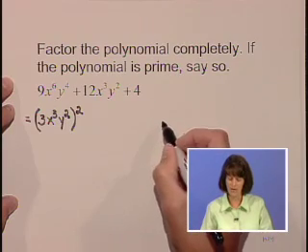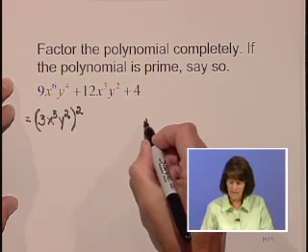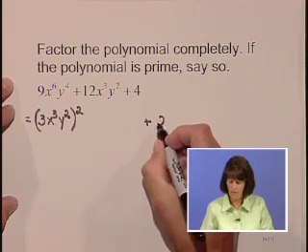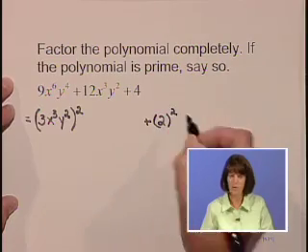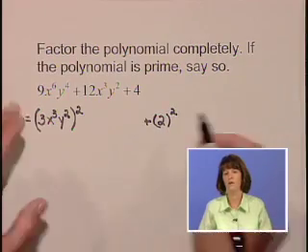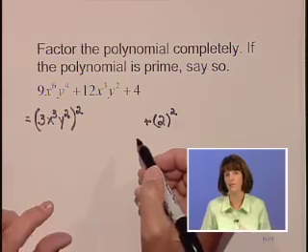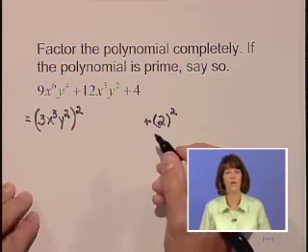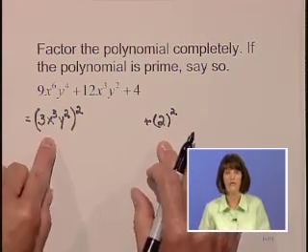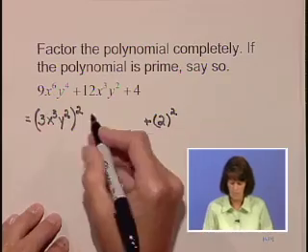As we inspect this last term, 4, we can see that it is a perfect square as well. It is the quantity 2 squared. Now let's see if our middle terms match up to fit our perfect square trinomial format. Our end terms fit. Let's check the middle.